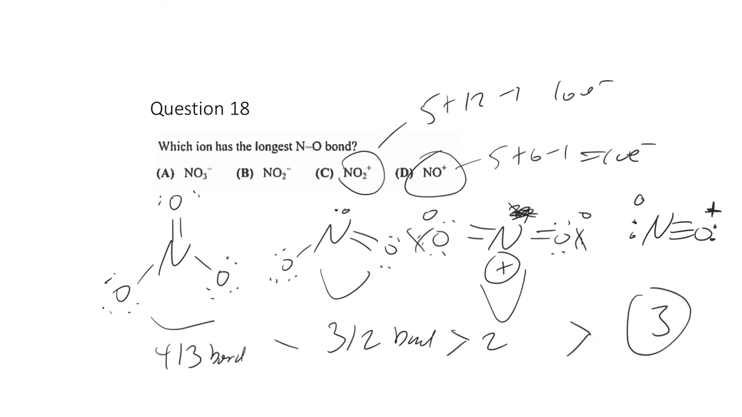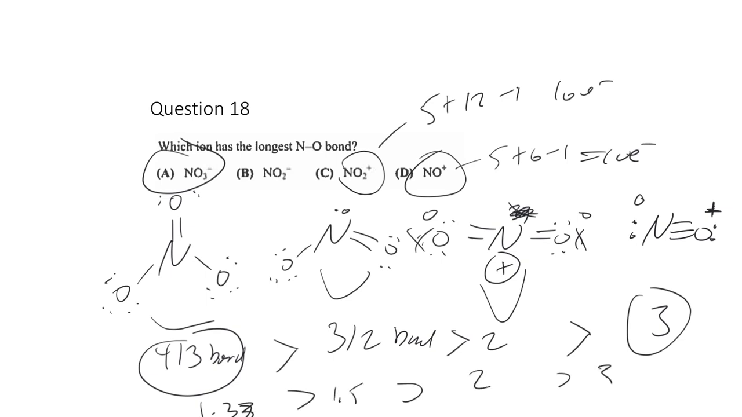Our next longest is the double, so our longest bond is the 4/3 bond of nitrate, just because it has a lower bond order. So the shortest bond with the triple, to double, to 1.5, to 1.33.